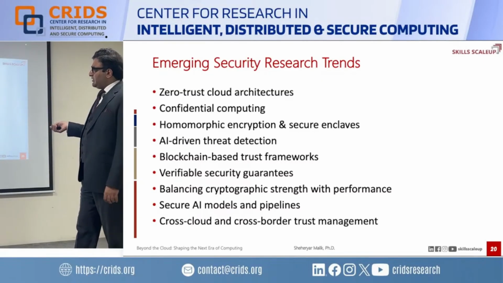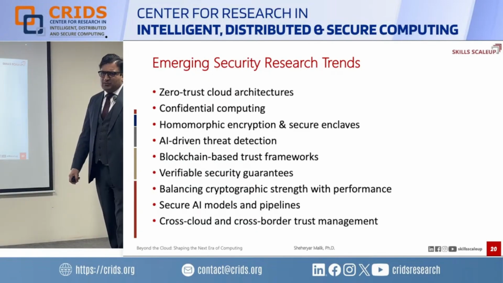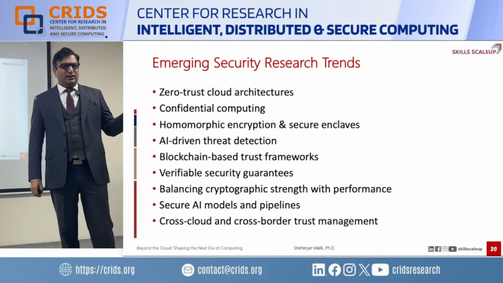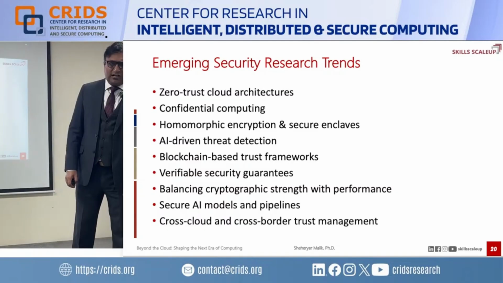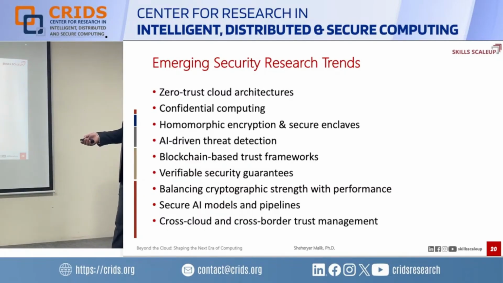Then you can have verifiable security guarantees. Then you might need to balance cryptographic strength with performance. It's always been a challenge. You are coming up with newer encryption algorithms, but they are consuming a lot of computational power. And computational power then means energy consumption and all that, and the costs.